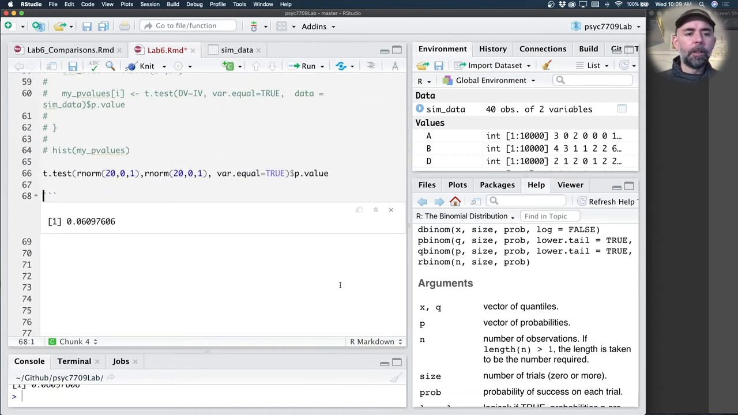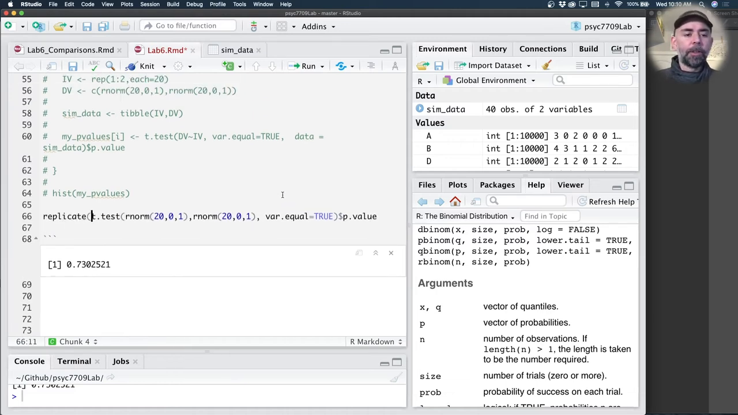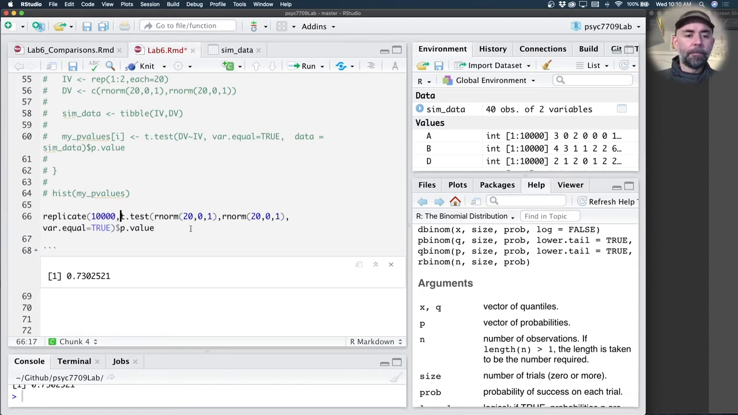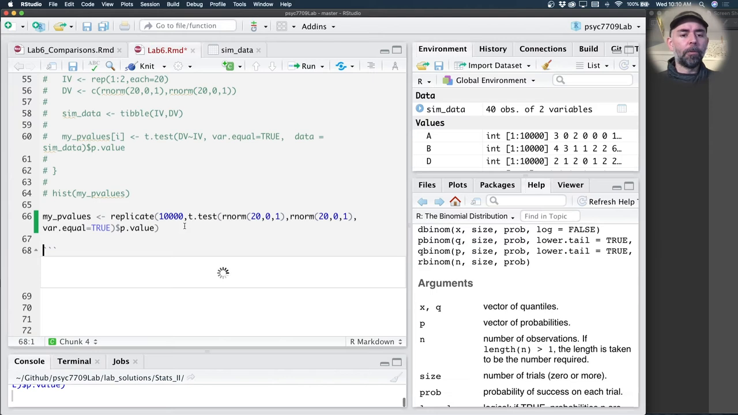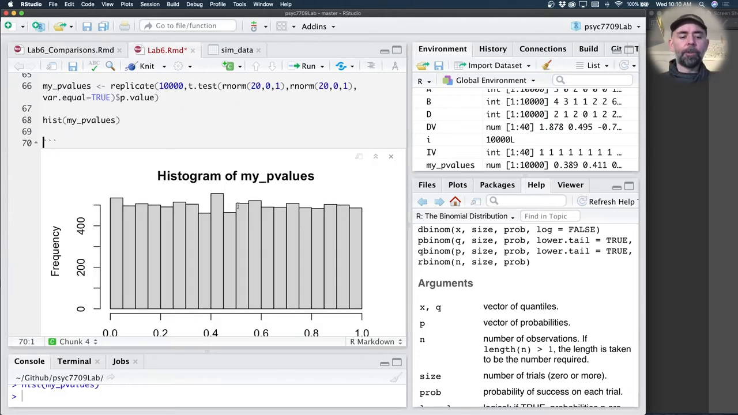If we did this, we would basically be randomly sampling numbers from a normal distribution representing the null, running the t-test and extracting the p-value. So this whole thing is like replicating the experiment one time. We could pop this into the replicate function and do it 10,000 times, and then save the results in a variable, just like this. So let's see how long this takes. One, two, that was much faster. And if we do the histogram of this, we should see another flat distribution.